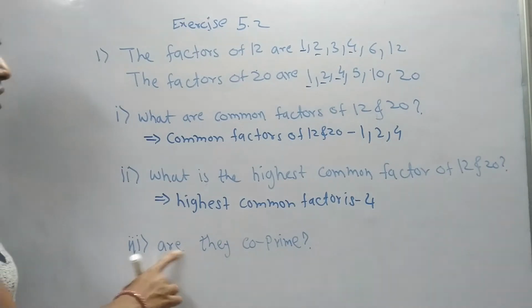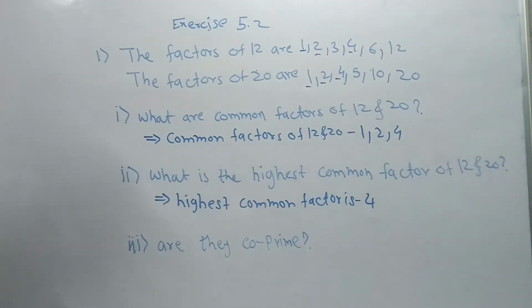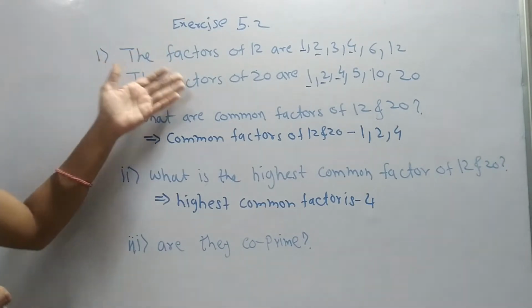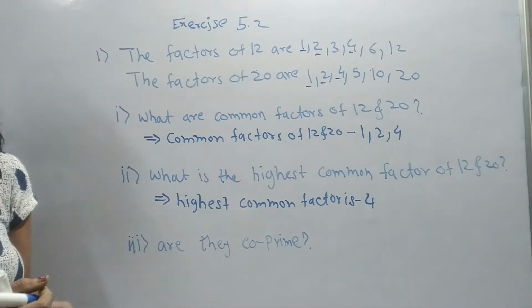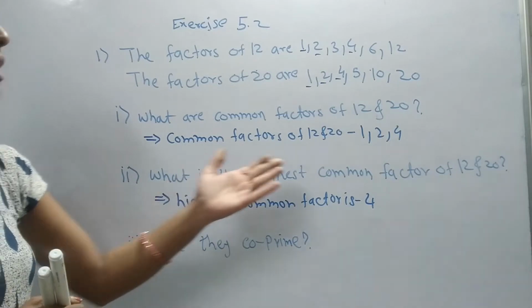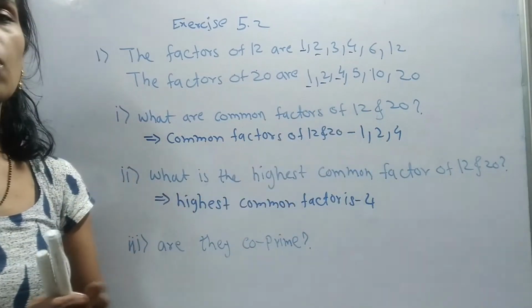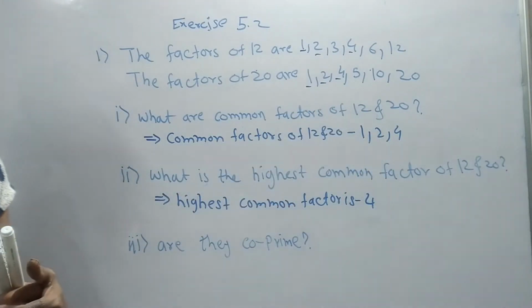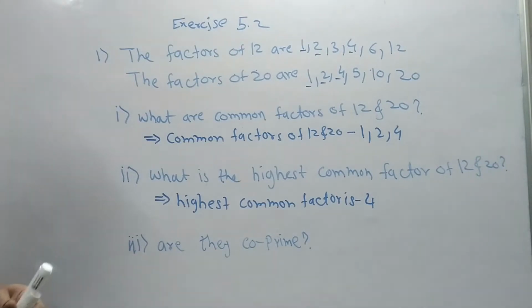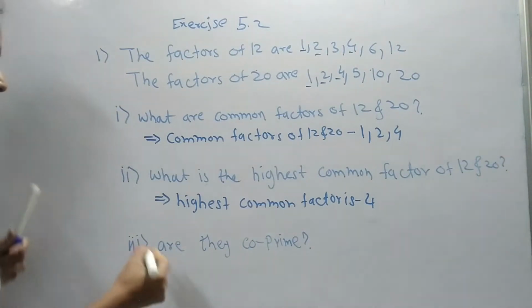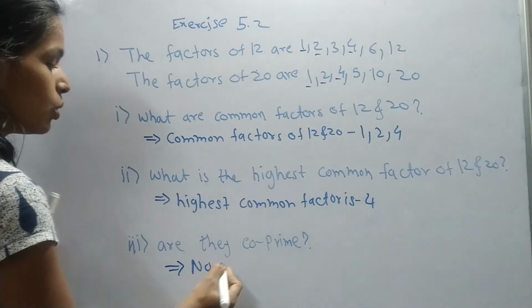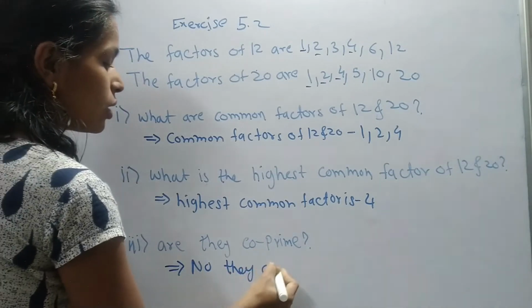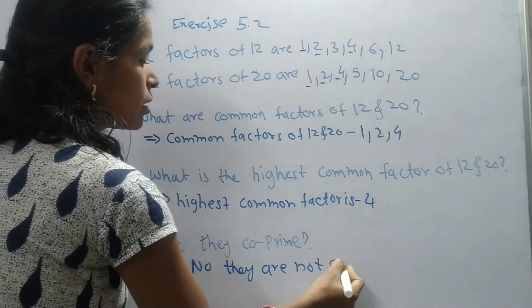And the last question, are they co-prime? No. Obviously no. Because what are co-prime numbers? Two numbers are said to be co-prime if they have no common factor other than 1. And here 12 and 20 have 3 common factors, 1, 2 and 4. Okay. So they are not co-prime. So what can we write here? No, they are not co-prime.